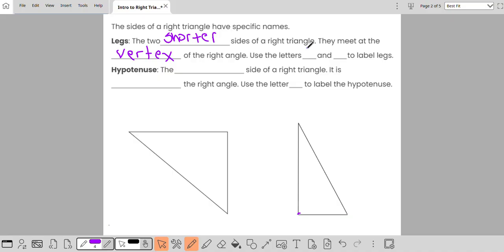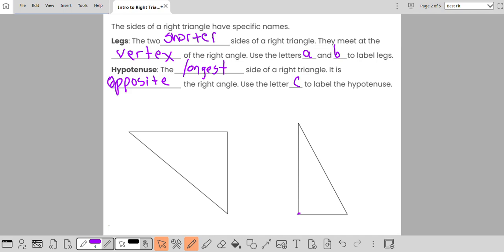We use the letters A and B to label the legs, all right? Now, the hypotenuse, such a fun word to say, is the longest side of a right triangle. It is opposite of the right angle. So we use the letter C to label the hypotenuse.